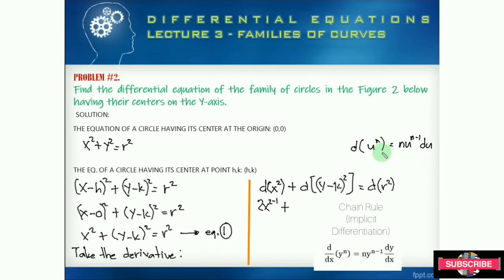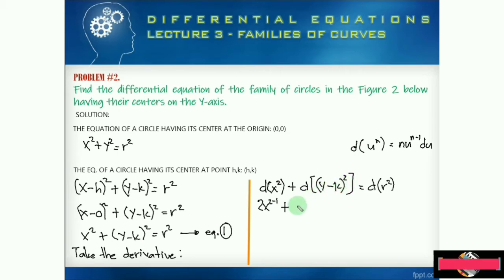Okay, so this would be 2 times our u, which is y minus k, and then this 2 is n, so n minus 1 is 2 minus 1, times the derivative of this quantity y minus k, referring now to this du. And this is for this term.